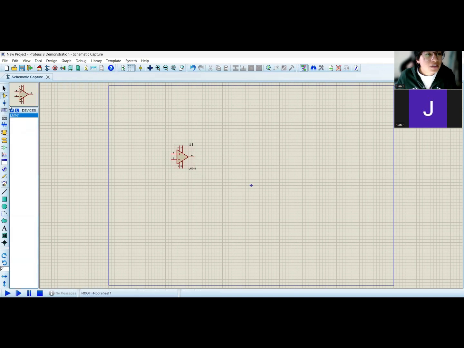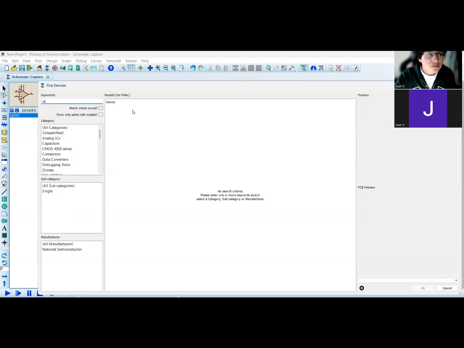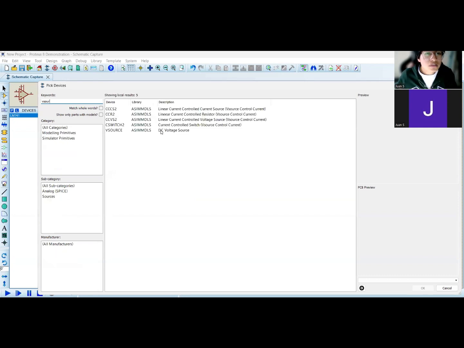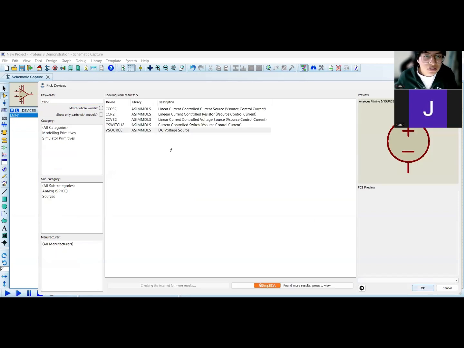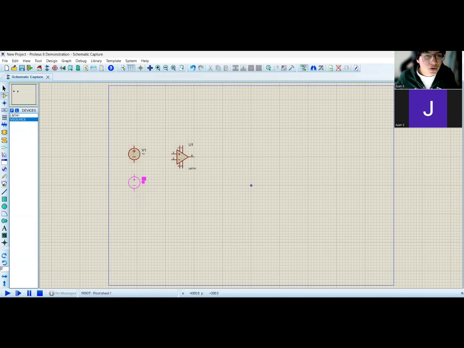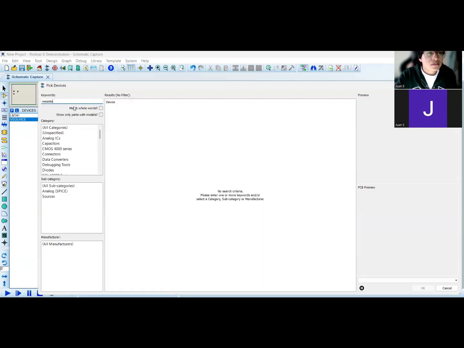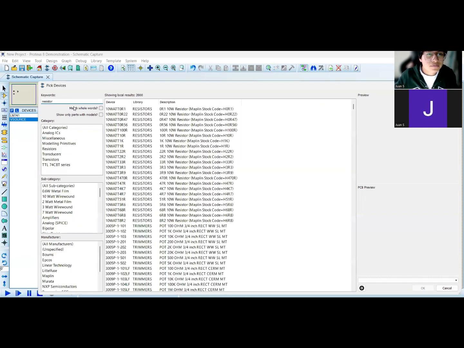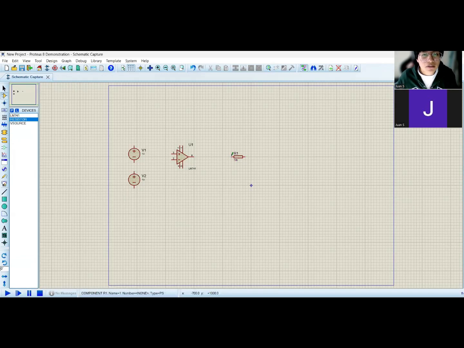We're also going to need a source. We're going to use the last one, that's a DC voltage source. So let's put it right here. We're going to need both of these. Later on, we're going to need resistors. So let's put one here.